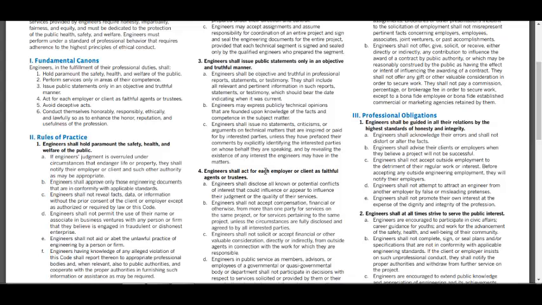An example would be, let's just pick one of these. Right here, engineers shall act for each employer or client as faithful agents or trustees. Well, and then what does that mean in a particular case? Well, engineers shall disclose all known or potential conflicts of interest that could influence or appear to influence their judgment or the quality of their services. Okay, so let's pick on Bob again. Say that Bob's an engineer. He's working for, let's just use Samsung's battery development department.